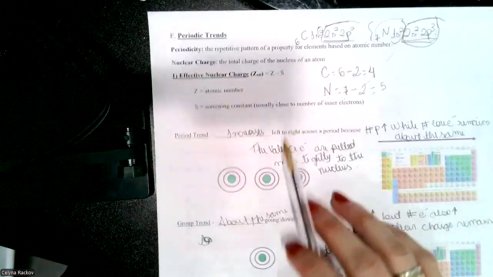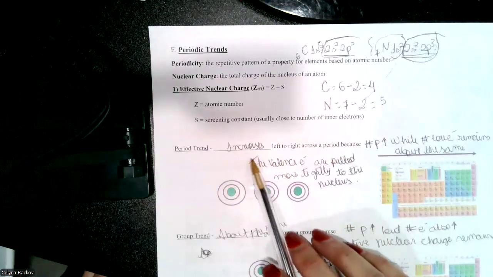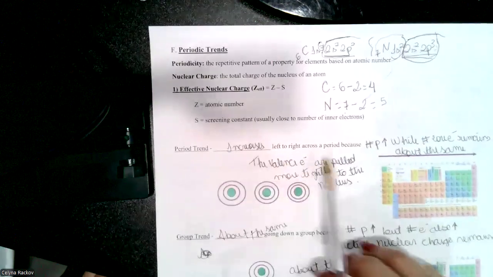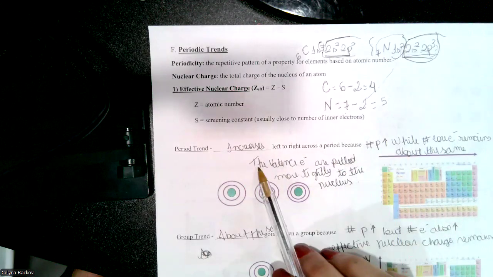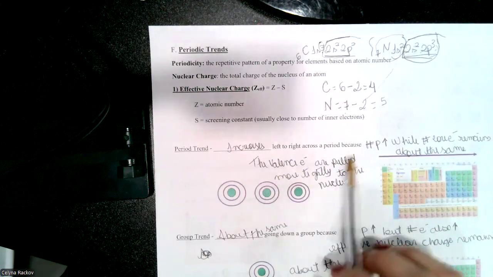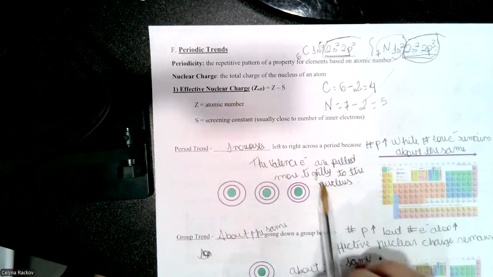And so the effective nuclear charge increases from left to right also because the valence electrons are pulled more tightly to the nucleus.